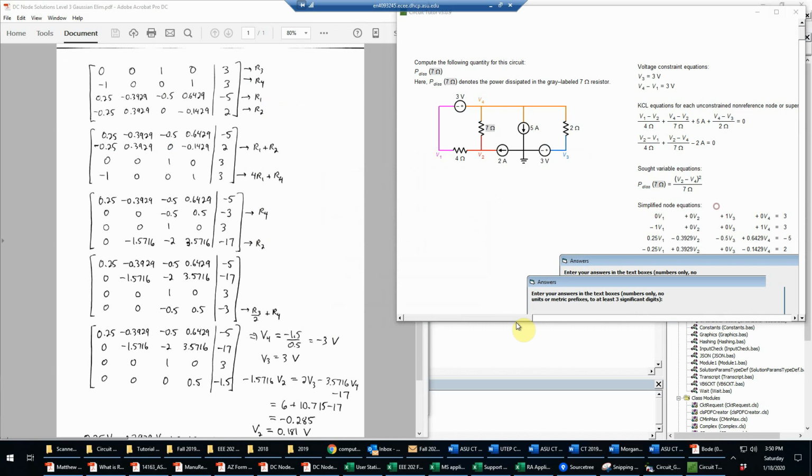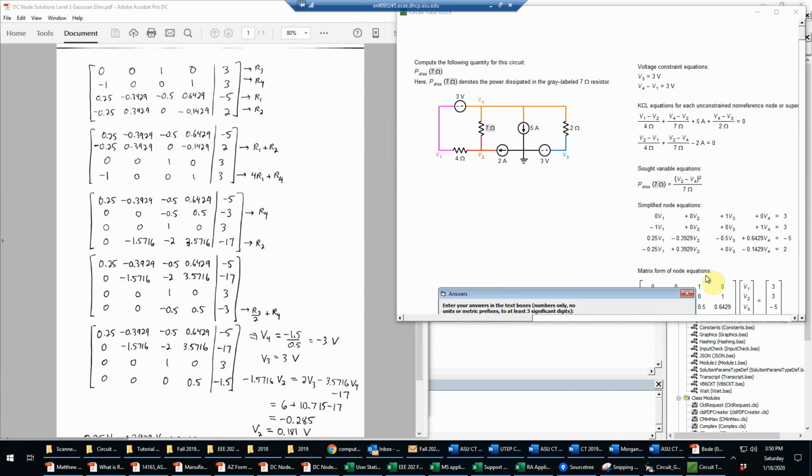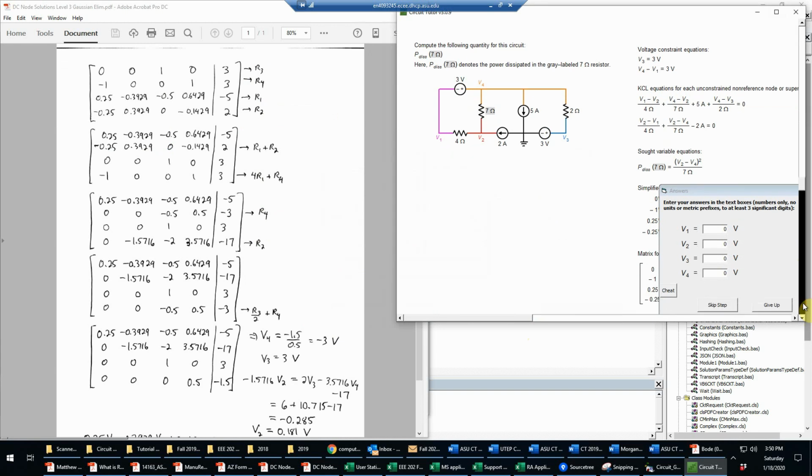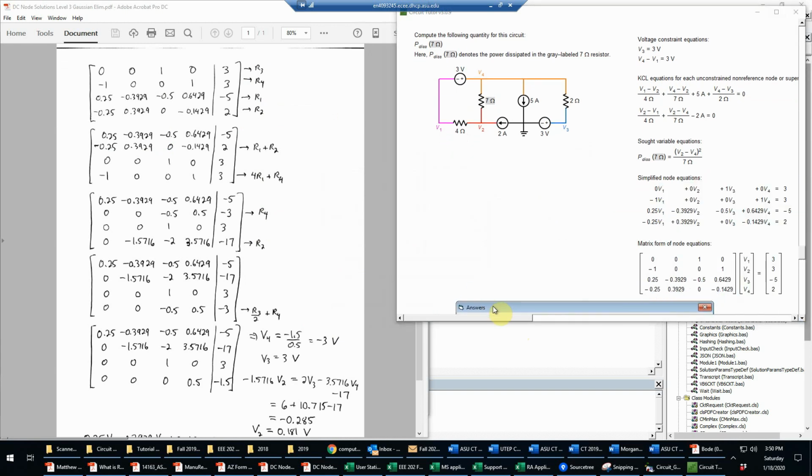So here are the equations. The nodal equations that we want to solve in matrix form. I've copied those over here, just transcribed them.